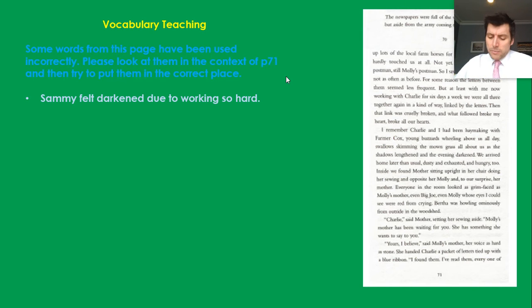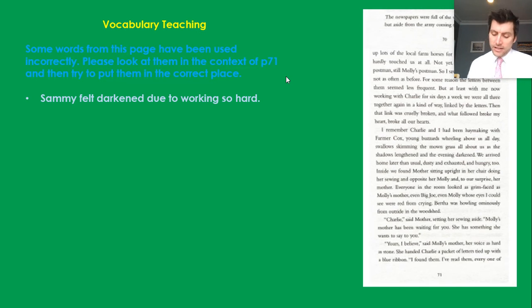I was still Charlie's postman, still Molly's postman. So I saw Molly often, though not as often as before. For some reason, the letters between them seemed less frequent. But at least with me now working with Charlie for 6 days a week, we were all 3 together again in a kind of way, linked by letters. Then that link was cruelly broken, and what followed broke my heart, broke all our hearts.